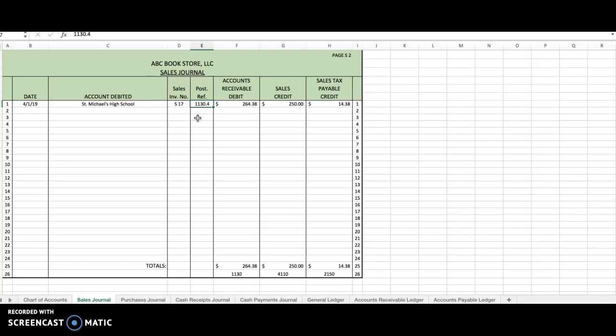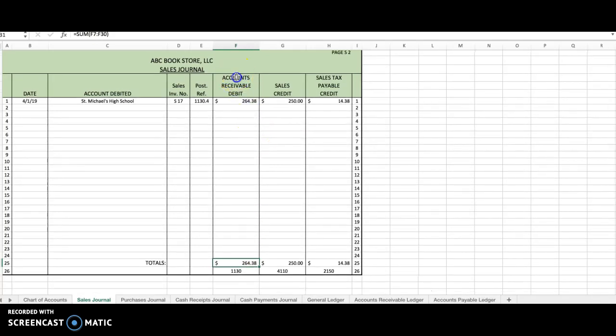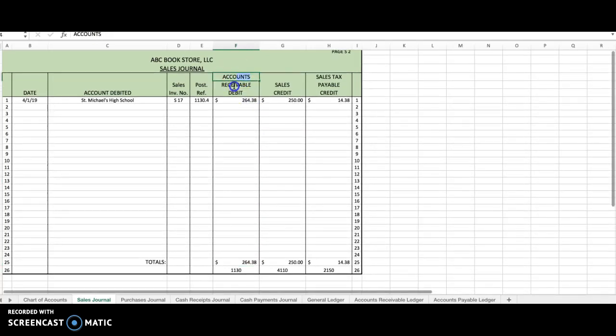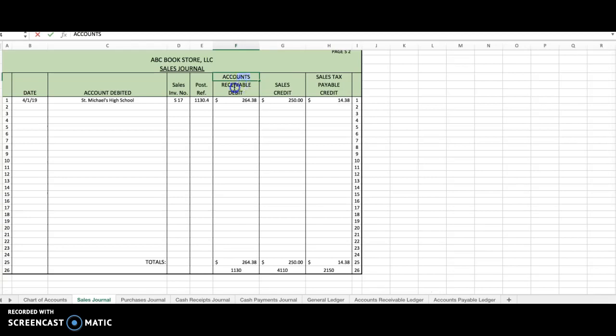Since we are assuming we're at the end of the day, we also post the totals. So the total at the bottom is obviously the same. We only have one entry. So that has to be posted to the accounts receivable account, on the debit side. So you see 1130 there. So it has been posted.